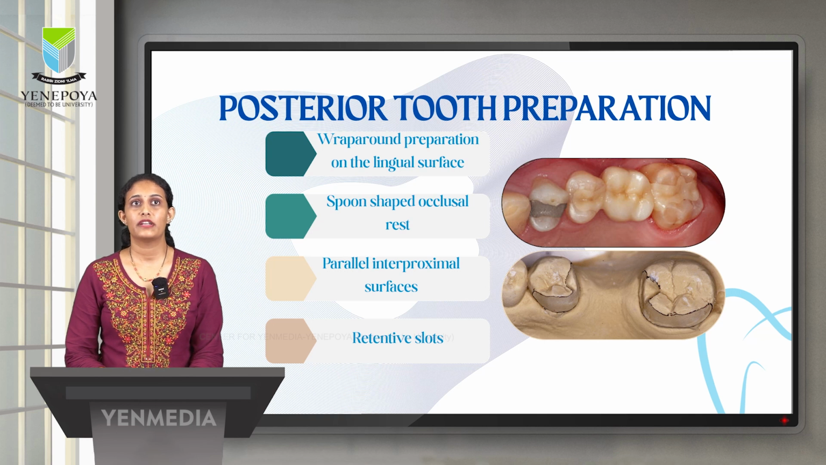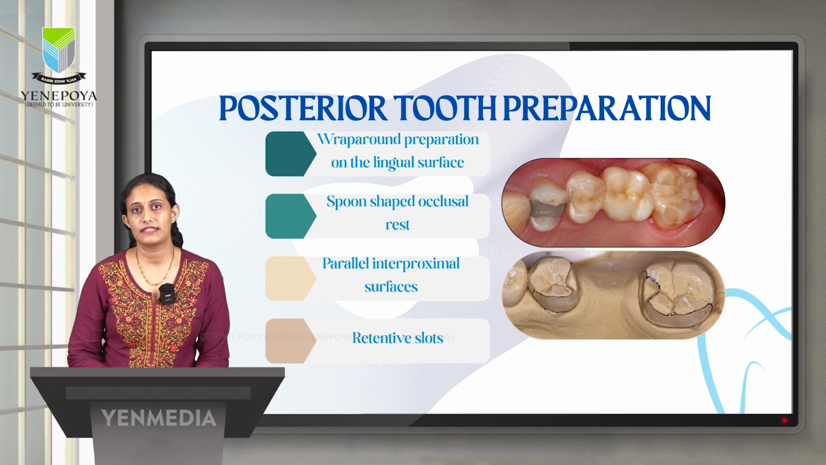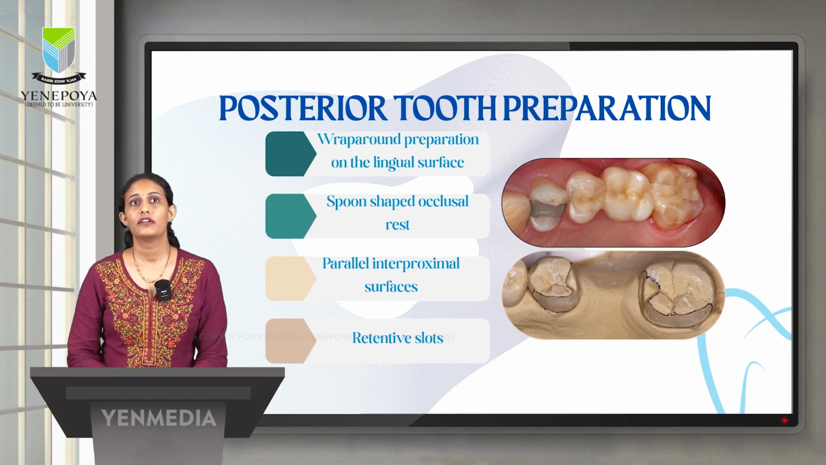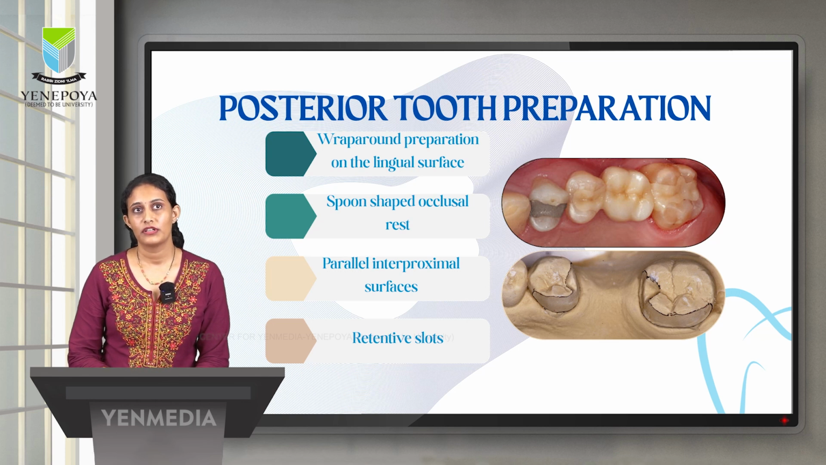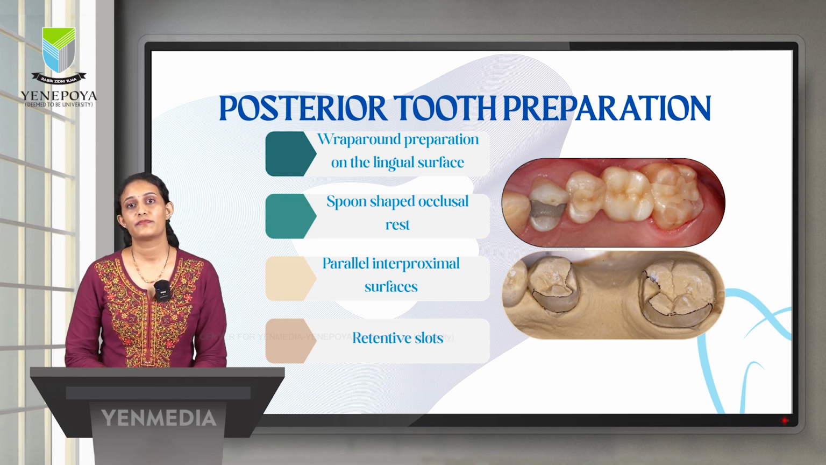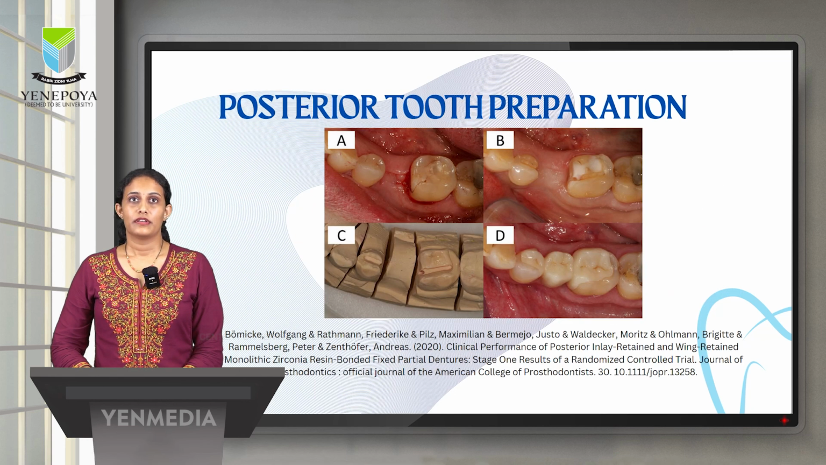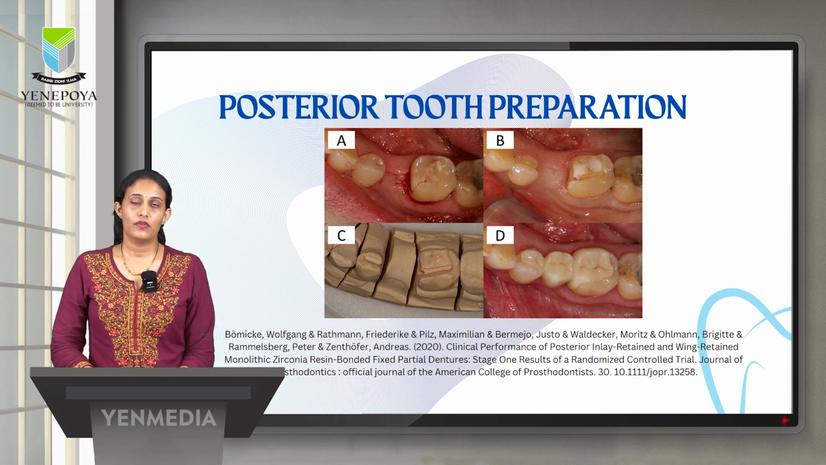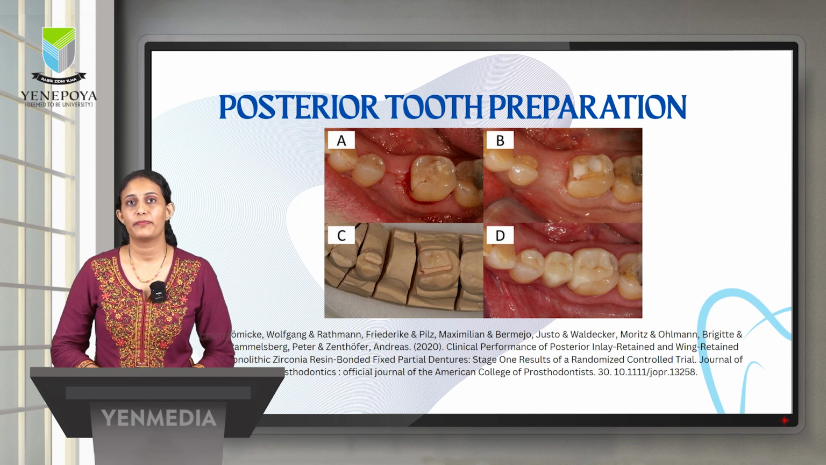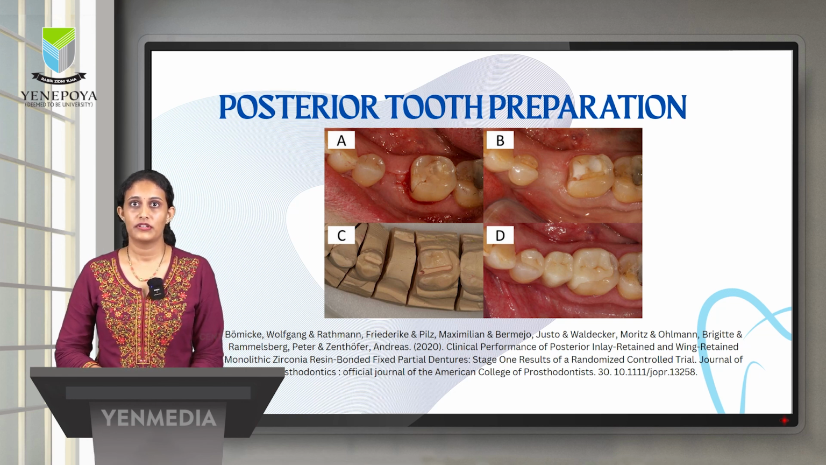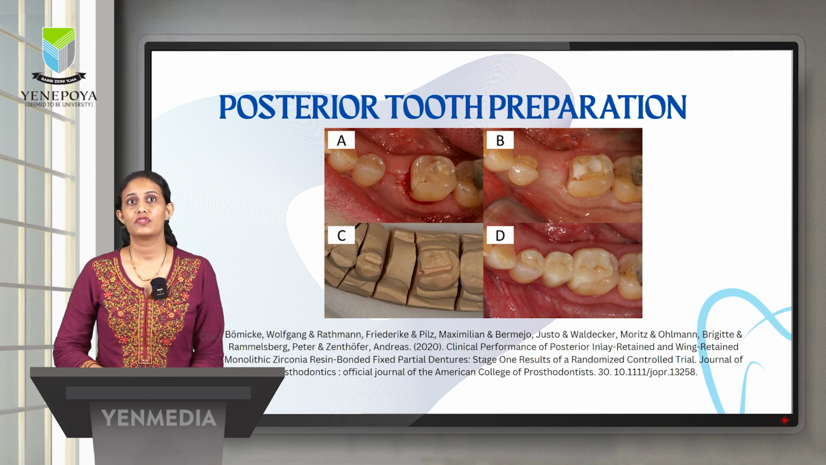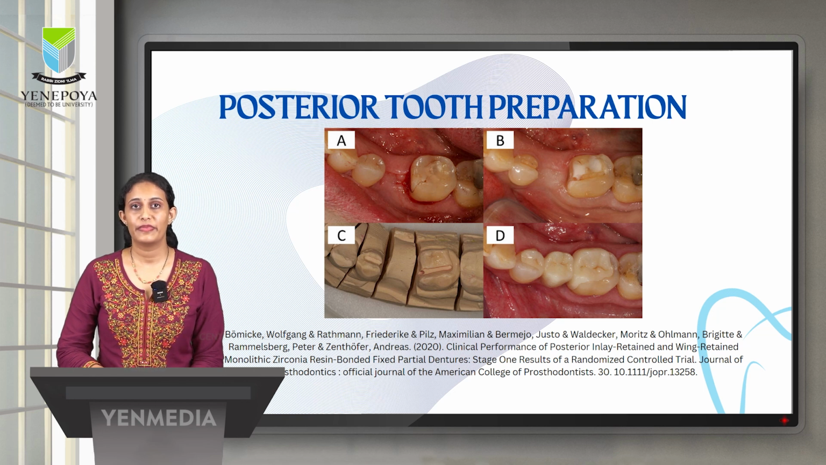Then we have to prepare a spoon-shaped occlusal rest if we are giving a wraparound preparation. The interproximal surfaces must be parallel to each other and a retentive slot has to be provided. In the case that you can see right now, the molar has been prepared for an inlay retained preparation and an occlusal preparation has been done in the premolar region for better retention.